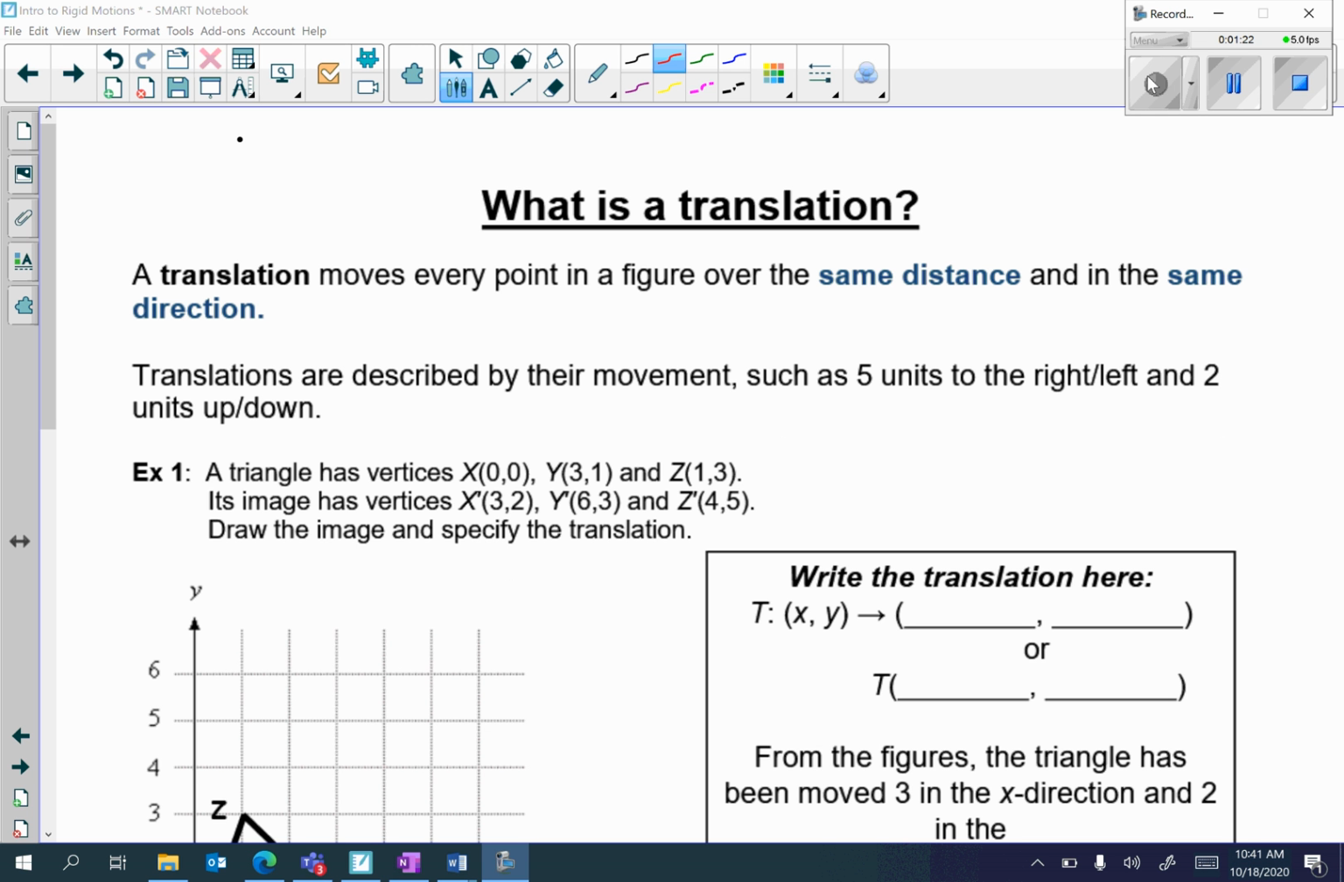Let's talk about our first type of transformation, which is a translation. What is a translation? A translation moves every point in a figure over the same distance and in the same direction. Translations are described by their movement, such as 5 units to the right or left and 2 units up or down.